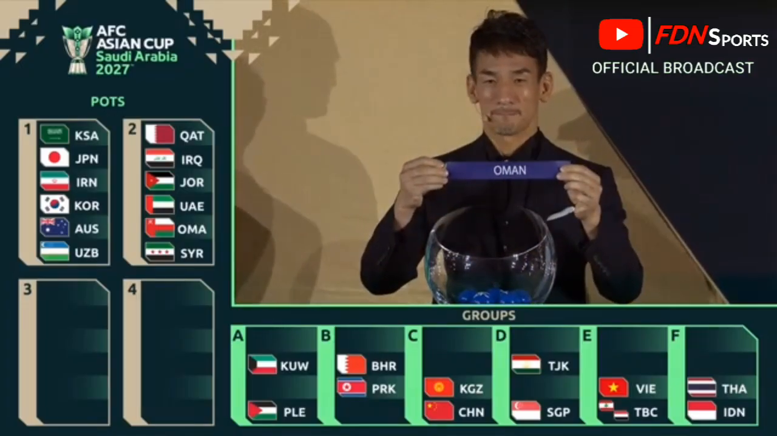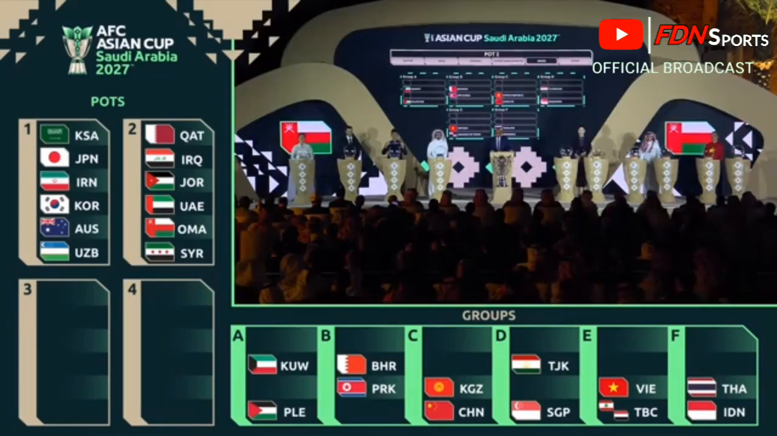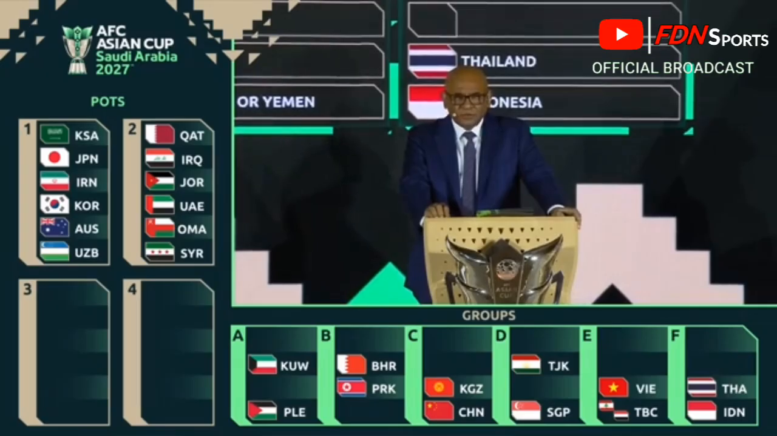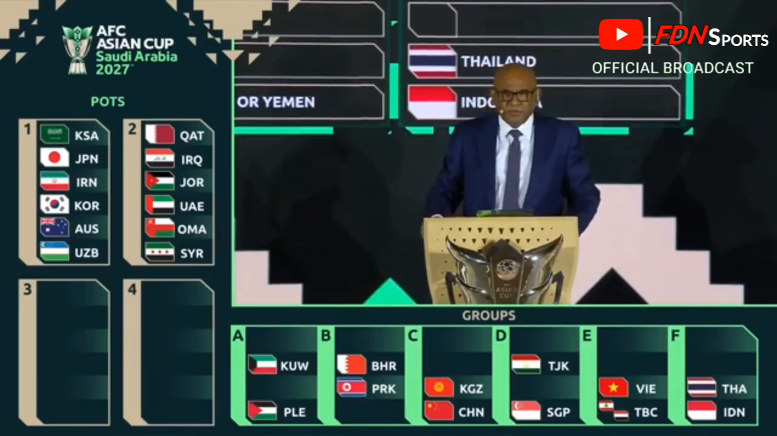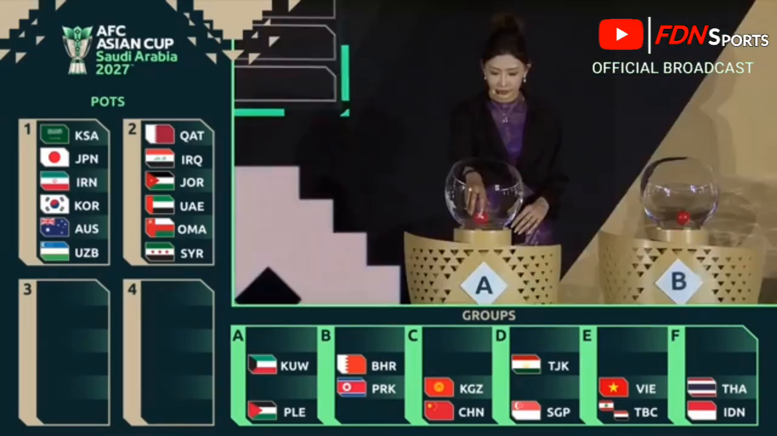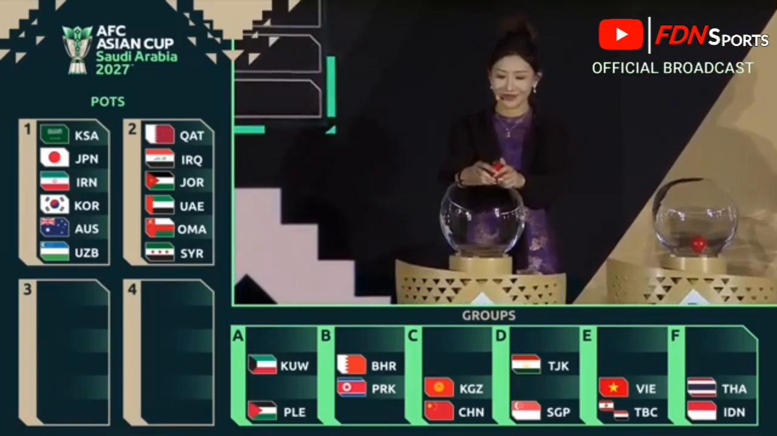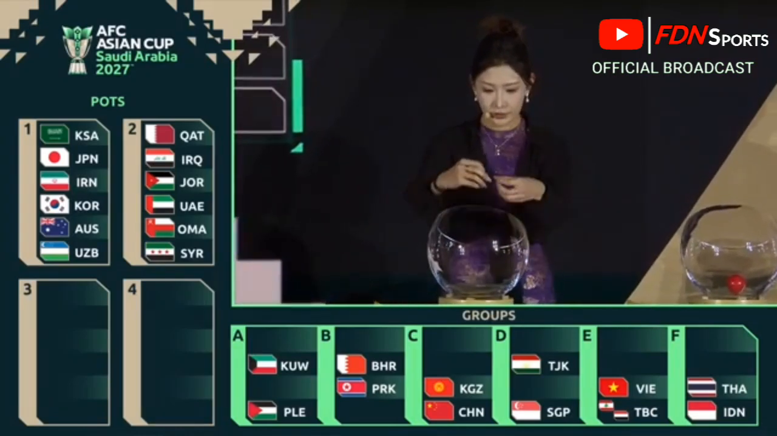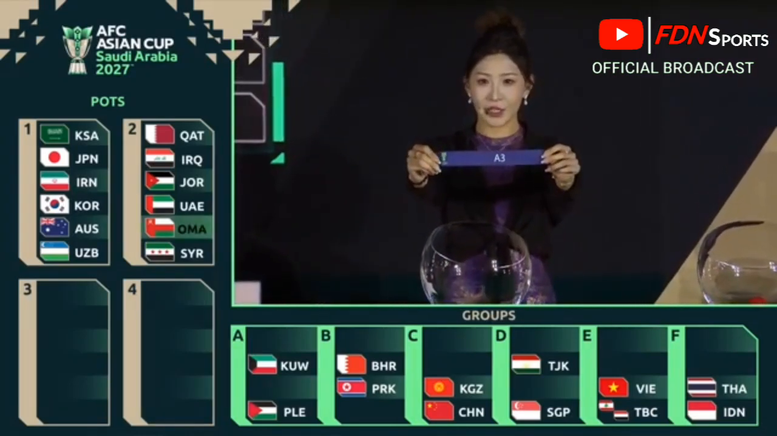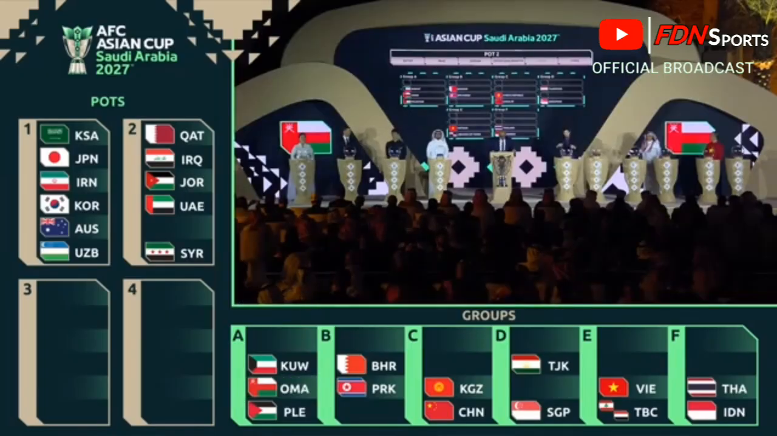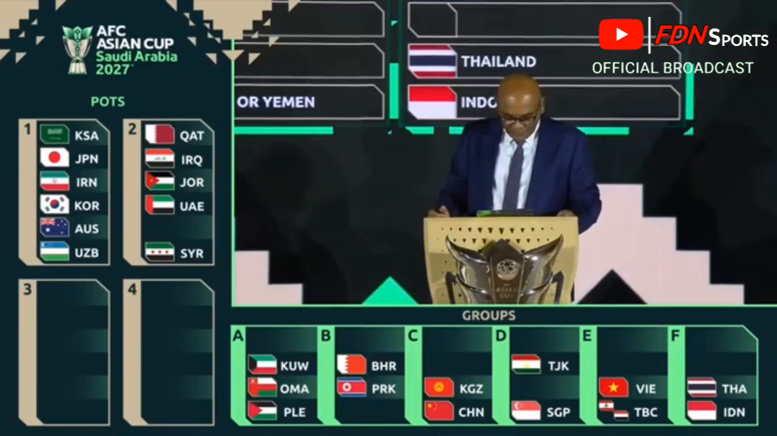Oman. This is their 4th straight appearance and 6th overall. Best finish was round of 16 in 2019, and they will aim to reach the knockout stage again for only the 2nd time. Let's look at their position in Group A. A3. A3 Oman. So we have Kuwait, Oman, Palestine in Group A.